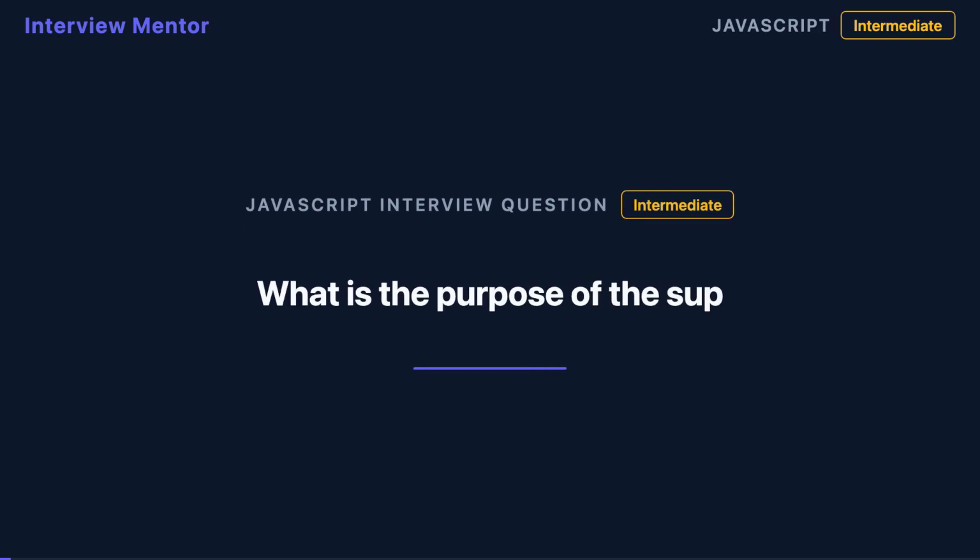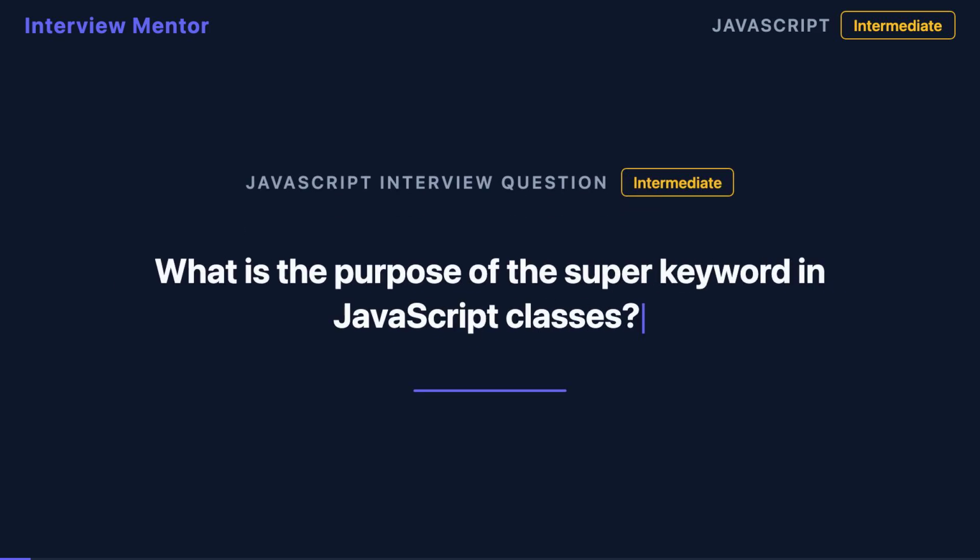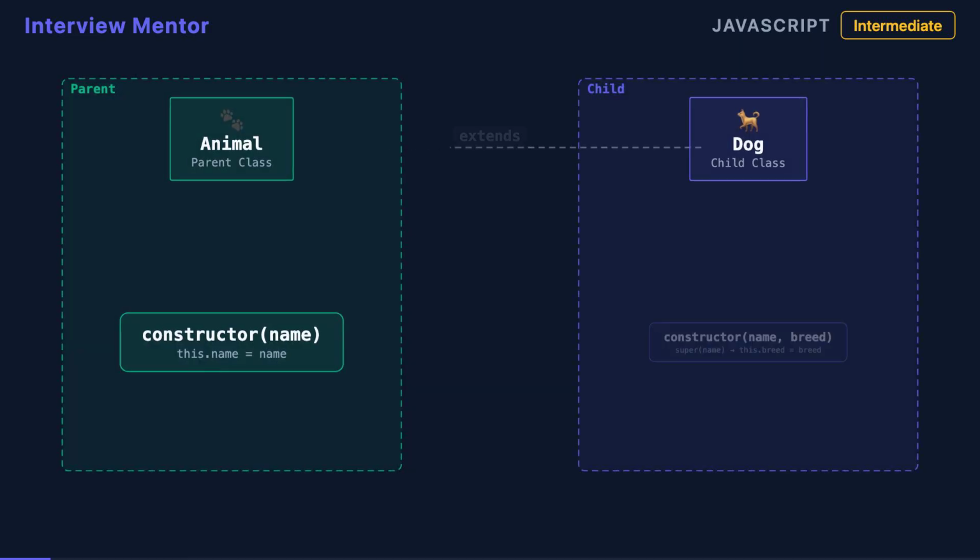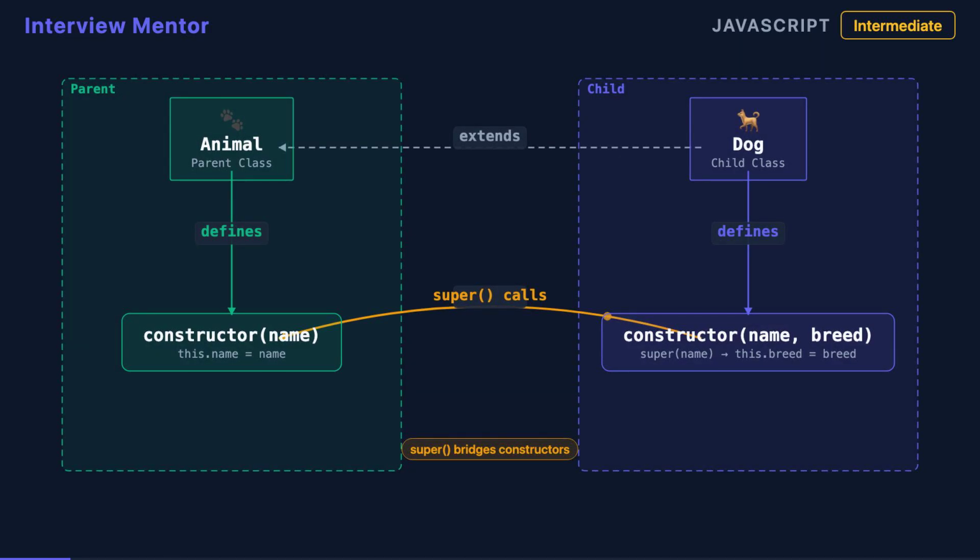You've used class extends. But do you really know what super does under the hood? The super keyword only makes sense inside a class that extends another. When a child class inherits from a parent, JavaScript needs a way to initialize the parent's portion of the object, and super is exactly that mechanism.